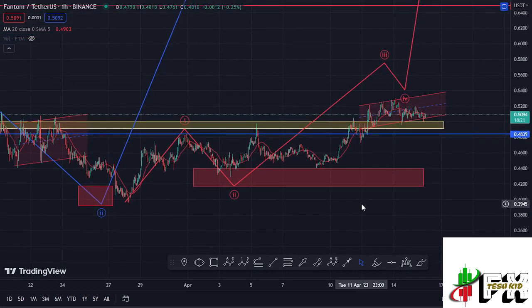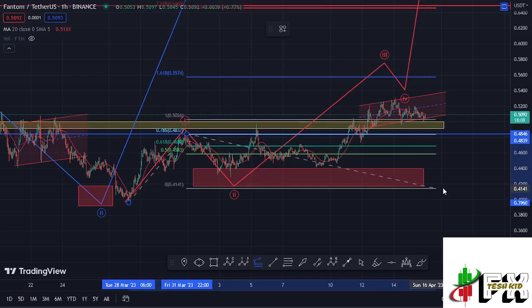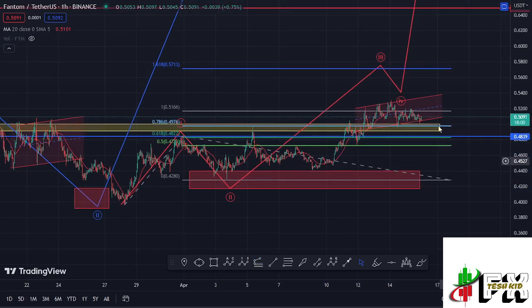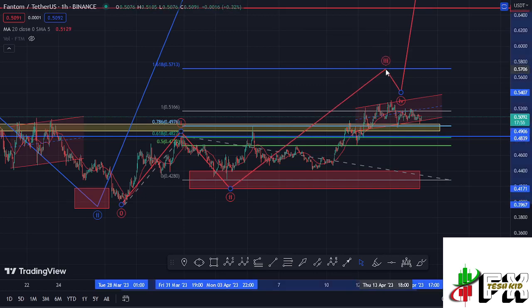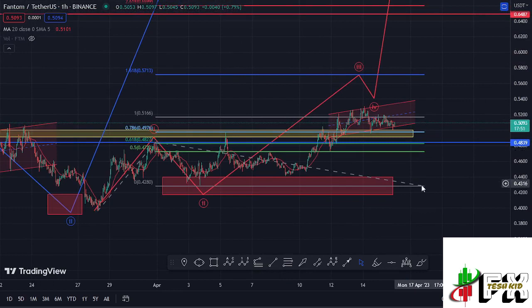And allow me to first give you my target areas to the upside in the formation of this wave 3 by connecting the trend-based Fibonacci from the low of the first wave to the high of that wave 1, then dragging the fibs to the low of the second wave, and that now gives me a target area in the formation of that wave 3 at the fib level 1.618, and that is at around the $0.5713 mark, and that is the minimum that I'm expecting Fantom to do here on the short-term scenarios.